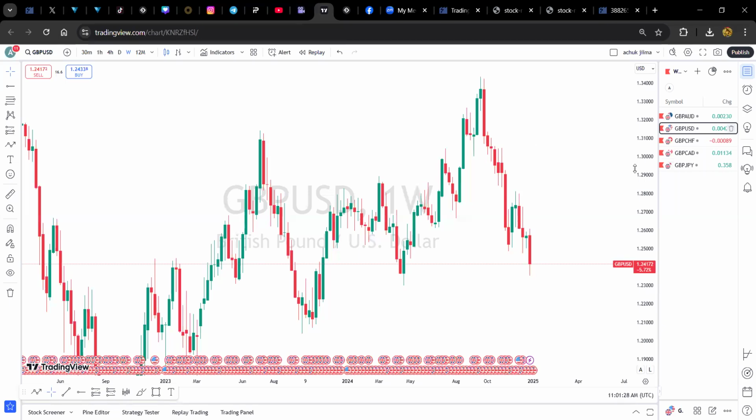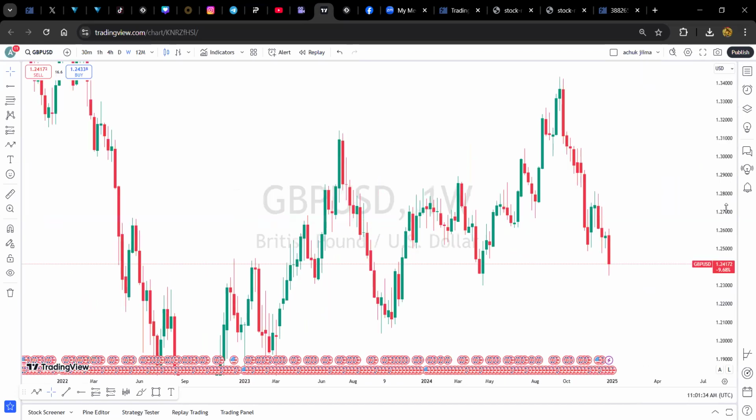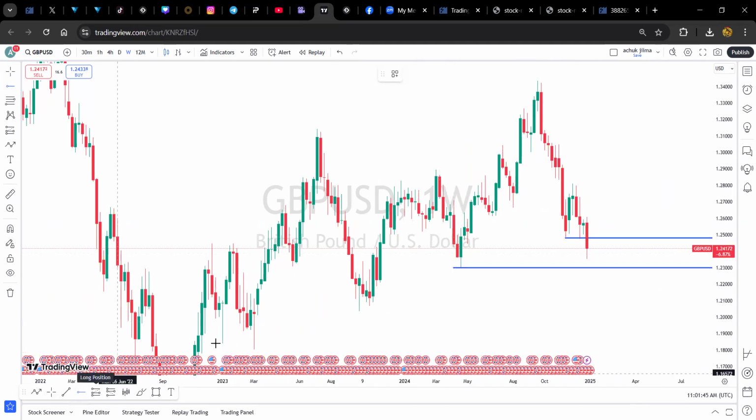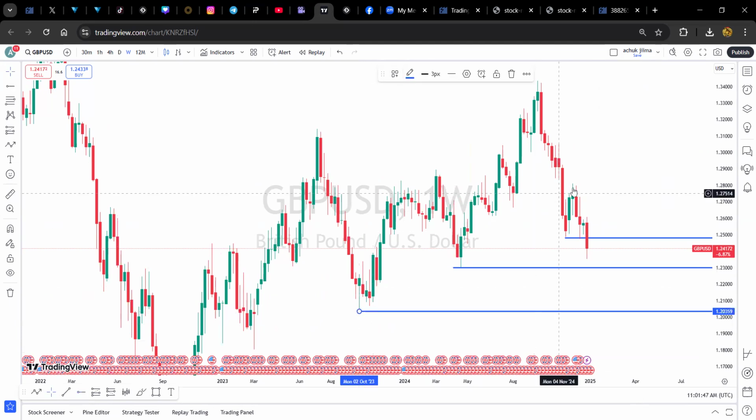So we're going to look at the pound movements. I've marked a few pound pairs here, including GBP USD. Starting with GBP USD, on the weekly there's a strong break to the downside here. And then we have this as our weekly low.